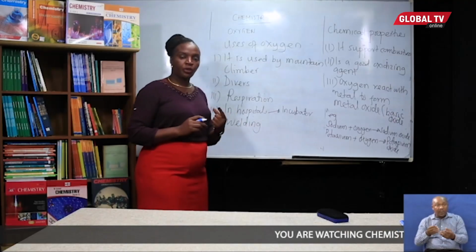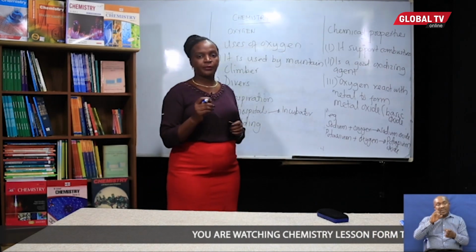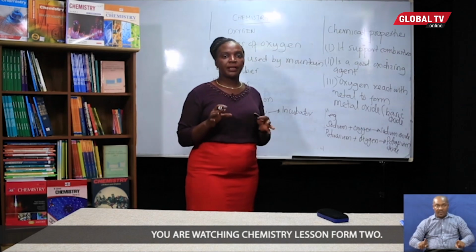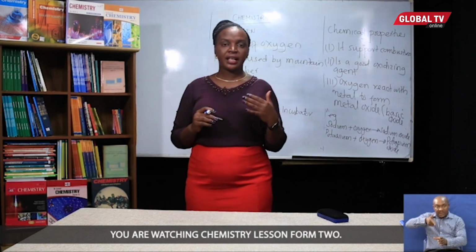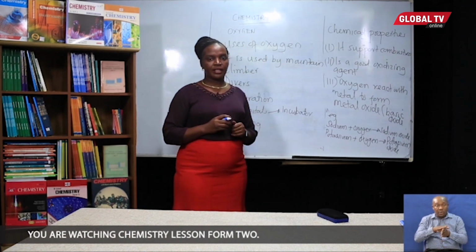There is a flame known as the oxyhydrogen flame. This oxyhydrogen flame is used during the melting of metals. So these are the uses of oxygen gas.